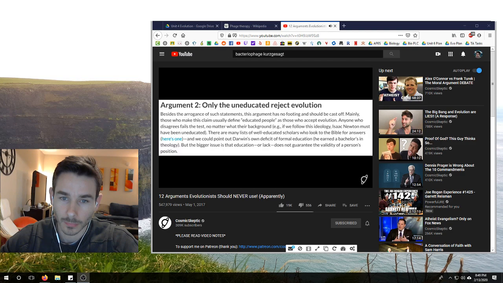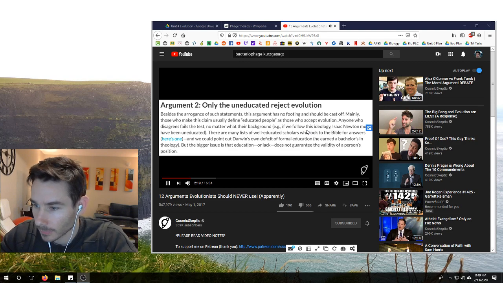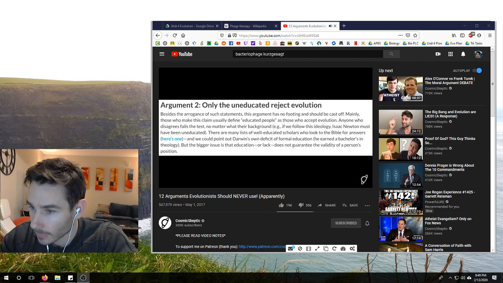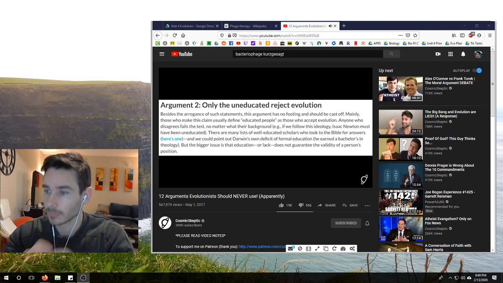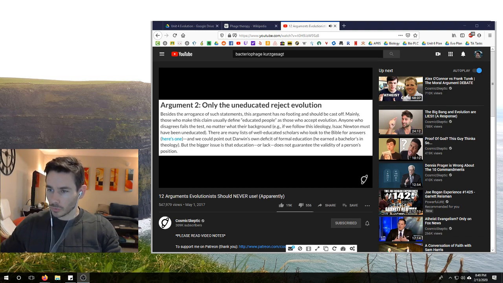Argument 2. Only the uneducated reject evolution. Besides the arrogance of such statements, this argument has no footing and should be cast off. Mainly, those who make this claim usually define educated people as those who accept evolution. Anyone who disagrees fails the test, no matter what their background. For example, if we follow this ideology, Isaac Newton would be said to be uneducated.